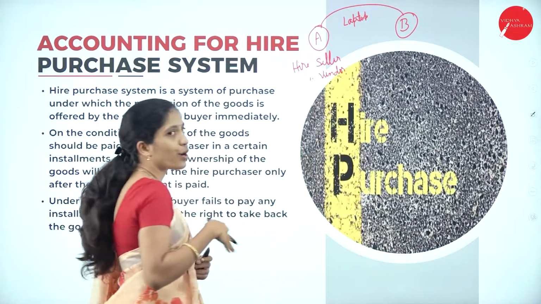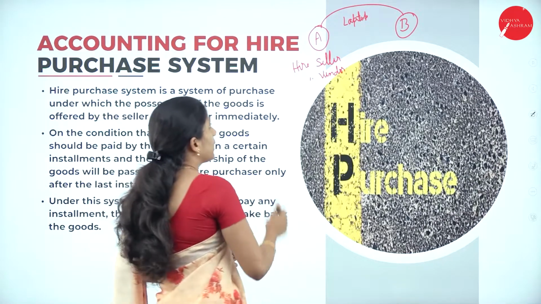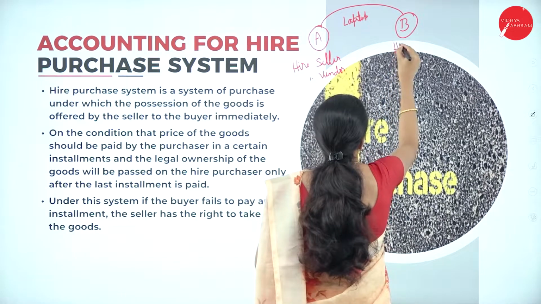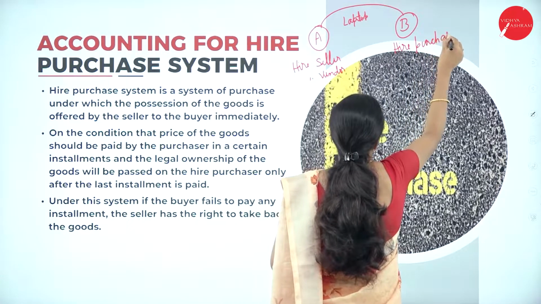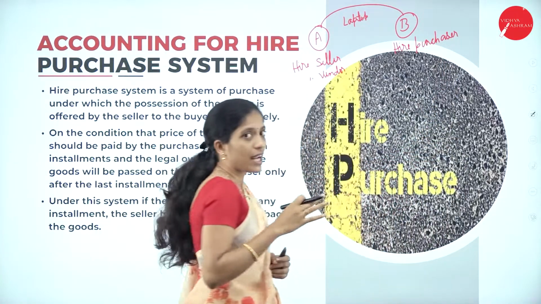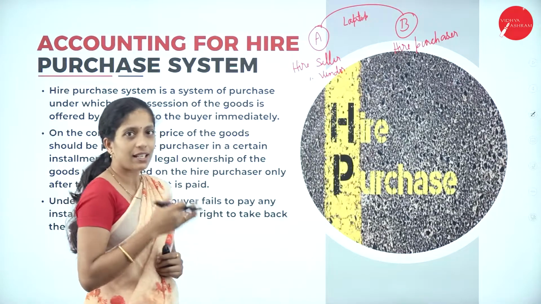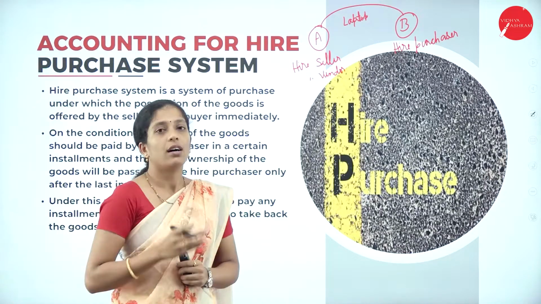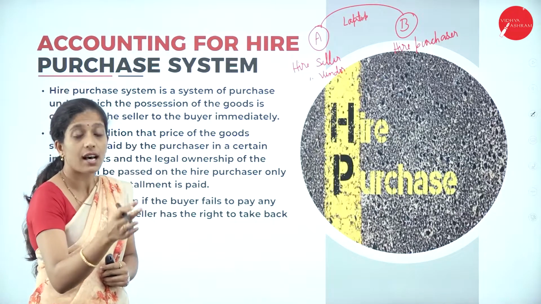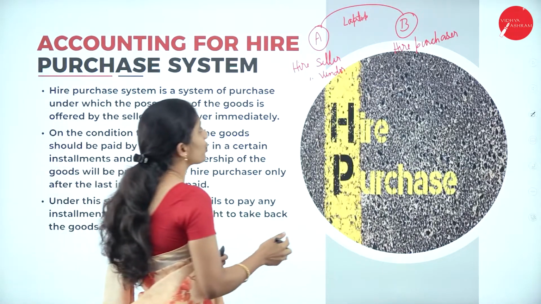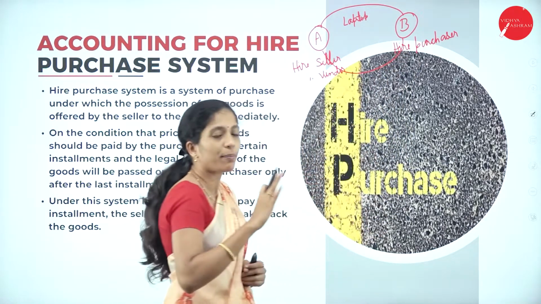Now the person who wants to sell an asset is known as hire seller or hire vendor, and the person who wants to purchase that asset is known as hire purchaser. Now A is having that laptop and A wants to sell that laptop to B, that is hire purchaser. Now laptop transfers to B, that is on the date the seller transfers the asset to B. So B has to make some payment.